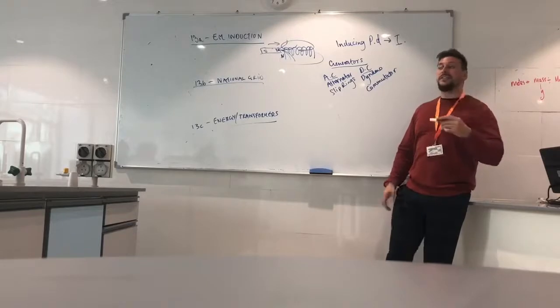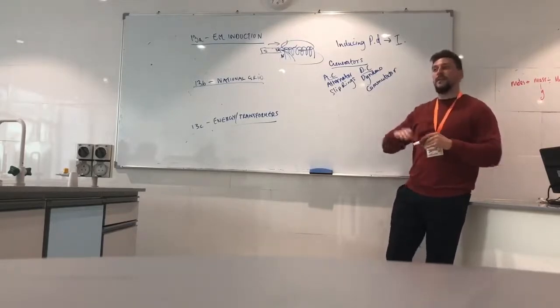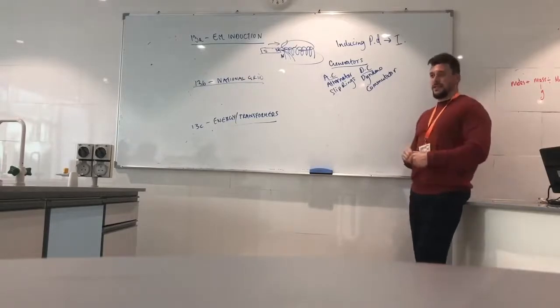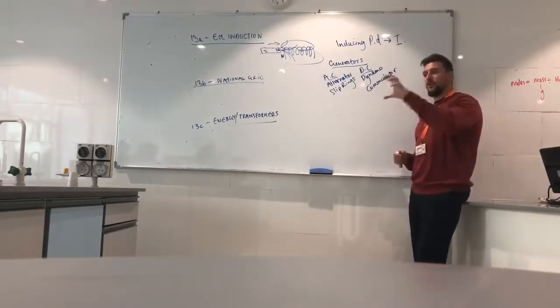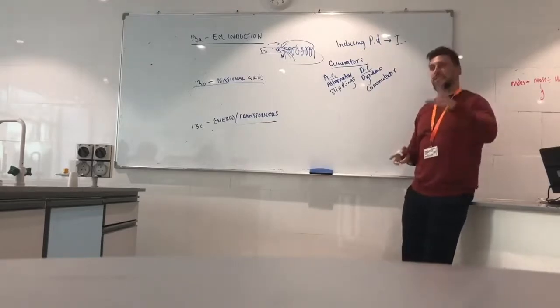And that current is AC because the coil is moving backwards and forwards because the sound wave vibrates like that. That current is transferred to a loudspeaker. So the loudspeaker also has a coil with a magnet and a diaphragm. It's designed slightly differently and bigger so that the sound is louder.